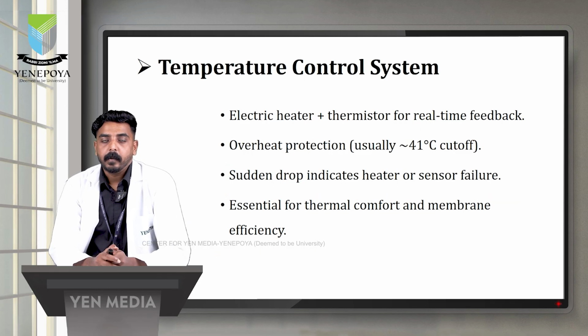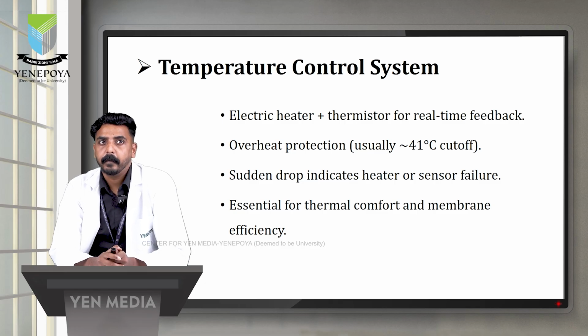The temperature control system. The temperature control system consists of an electric heater and a thermistor for real-time feedback. Overheat protection is present, usually at approximately 41 degrees Celsius. A sudden drop indicates heater or sensor failure. It is very essential for thermal comfort and membrane efficiency.